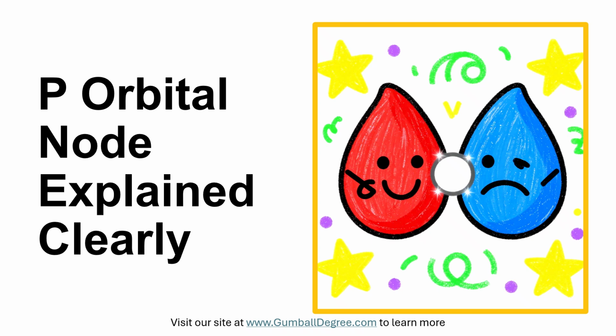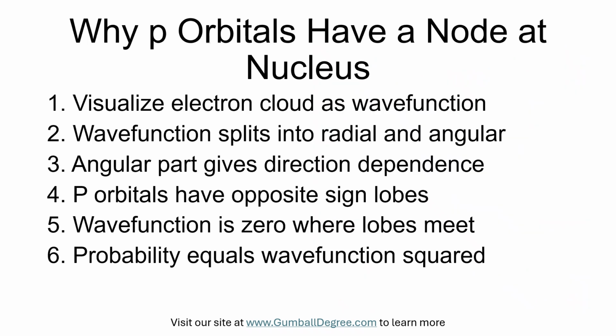p orbitals have a node at the nucleus because their angular wave function changes sign and is 0 at that point. So the overall probability density of finding an electron at the nucleus is 0. Think of an electron cloud like a three-dimensional wiggle described by a math function called a wavefunction, which tells you how likely an electron is to be in different places.